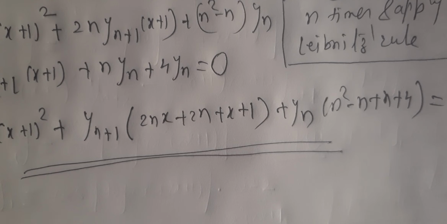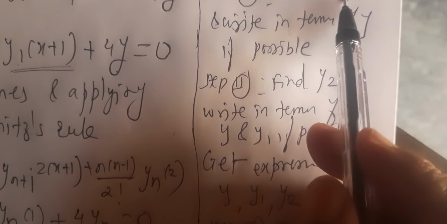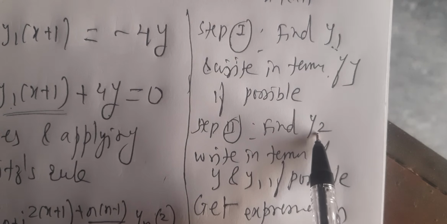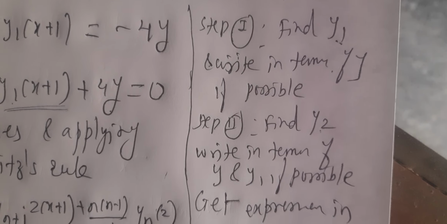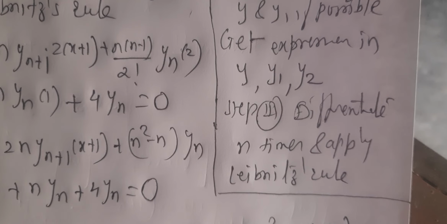So again I am telling you, these are the main 3 steps. Find y1, write in terms of y. Find y2, write in terms of y or y1. And third step is just differentiate n times and apply Leibnitz rule, and you can get the required expression.